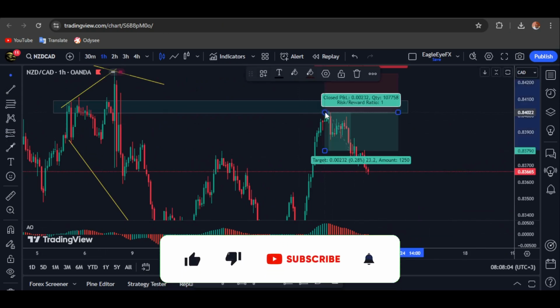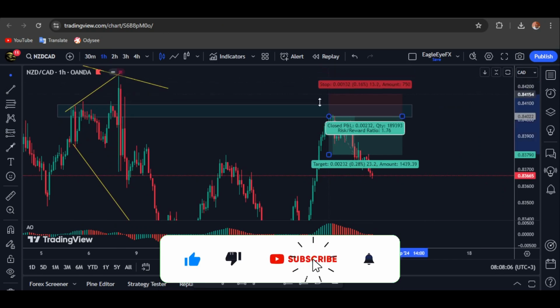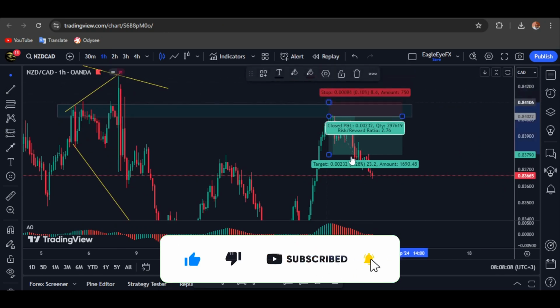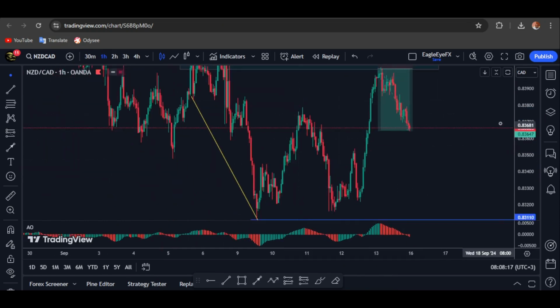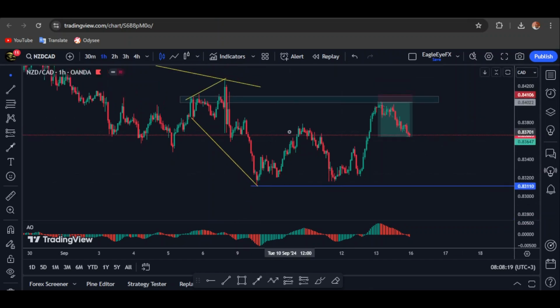Maybe you could have set up your sell limits at that level. You can see that you could have walked away with around 4.46%. So you can see the QM pattern work there.